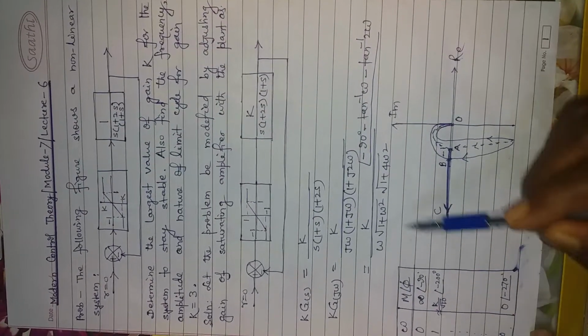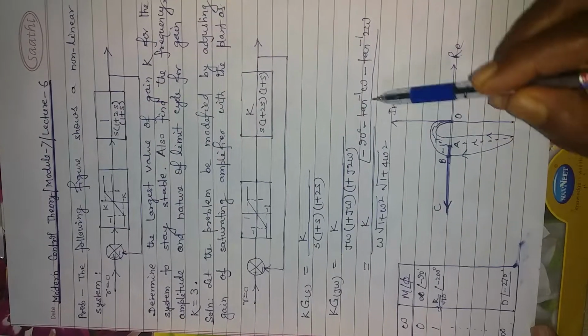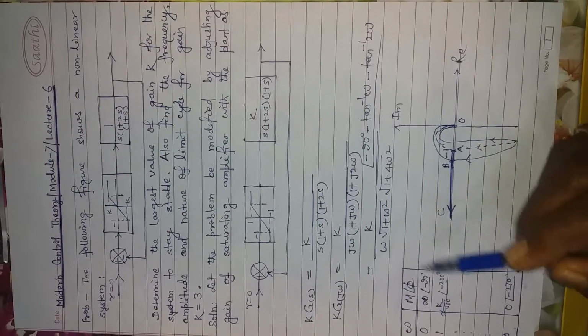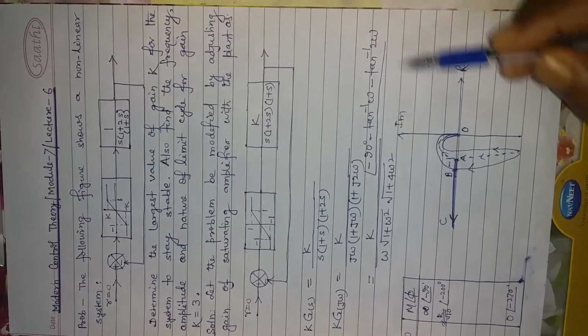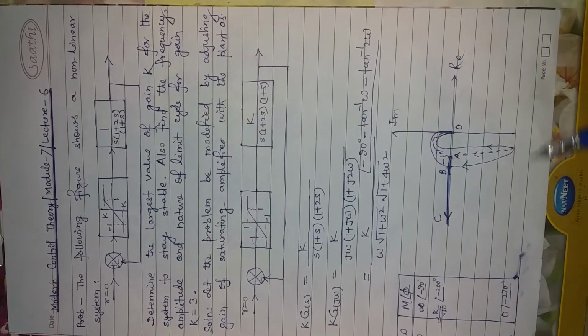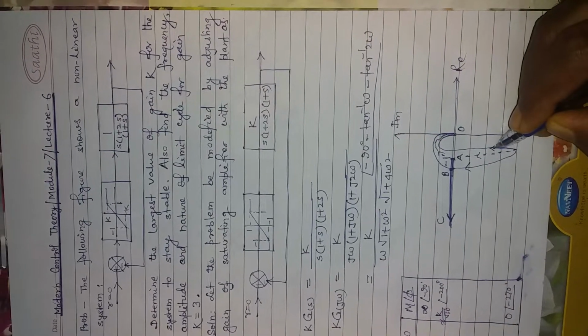At omega equal to 0, we can see the magnitude is infinity, phase minus 90. At omega equal to 1, this is k by root 10, and phase is approximately minus 200. At infinity, this one is this one. So the plot is something like this.